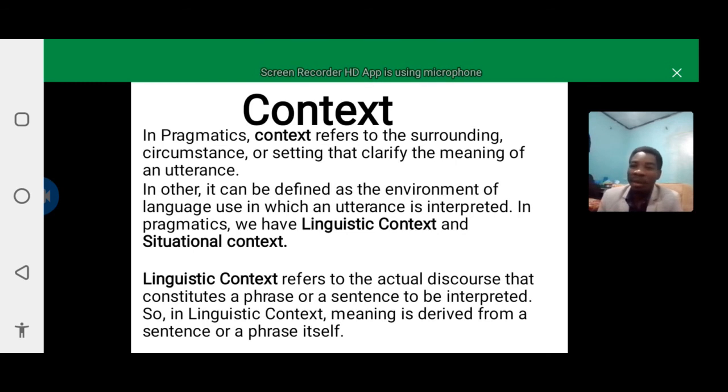In pragmatics, we have linguistic context and situational context. Linguistic context refers to the actual discourse that constitutes a phrase or a sentence to be interpreted. So in a linguistic context, meaning is derived from a sentence or a phrase itself.